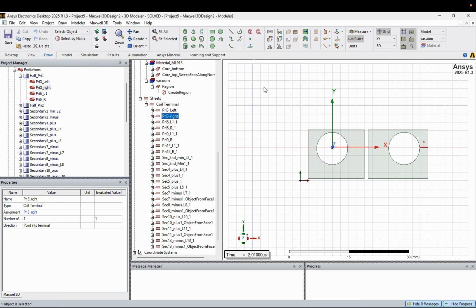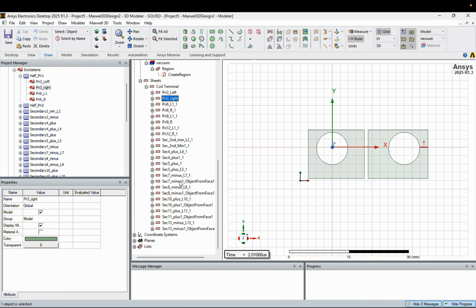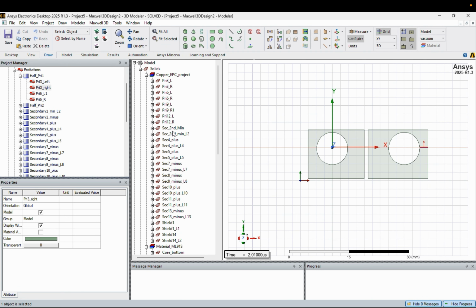So once you have the complete primary, you can add a rectangle and split this one, then click on Boolean and separate bodies so that you can create the coil terminal for primary 3 and primary 3 right. Similarly, I did exactly everything, like you can go over it. Basically, it was a little tedious.